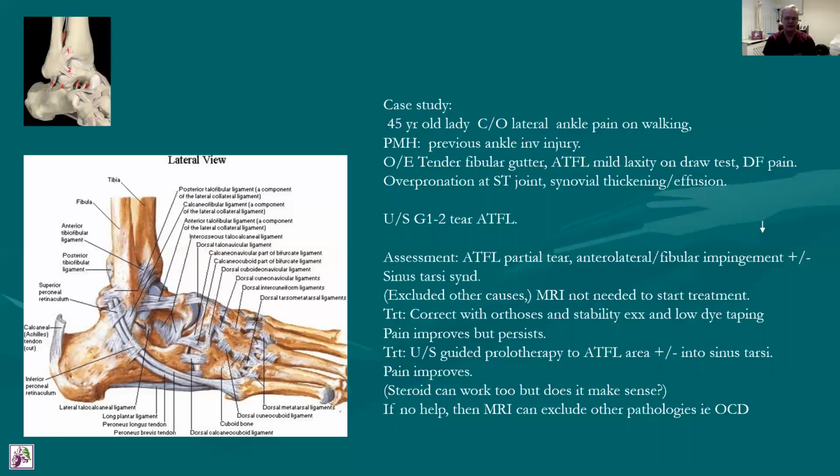Now, you could make an argument for steroid injections to reduce the inflammation, and they can also work, but it can be temporary. Does it make as much sense as strengthening and toughening the connective tissue of the ATFL? I don't think so. And therefore, you can choose steroid or prolotherapy injections. And if there's no help with that, then the MRI scan may be considered to exclude other pathologies such as osteochondral defects in the ankle joint.